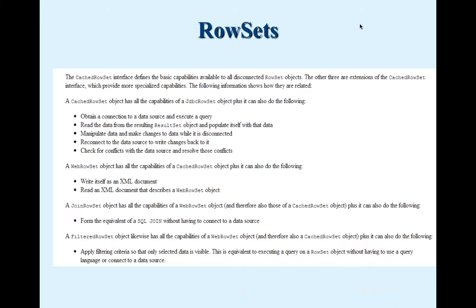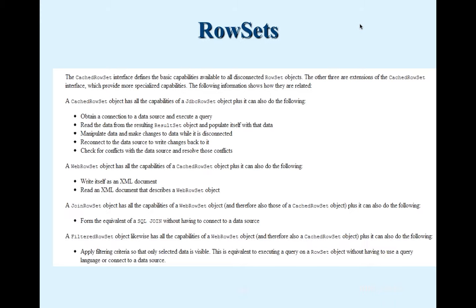A web row set object has all the capabilities of a cached row set object, plus it can do the following: web row set can write itself as an XML document. Read an XML document that describes a web row set object. That means you can write all the data that's been fetched by web row set to an XML file. That means it can be serialized. And you can read an XML document that describes a web row set and write it to the database, something like that.